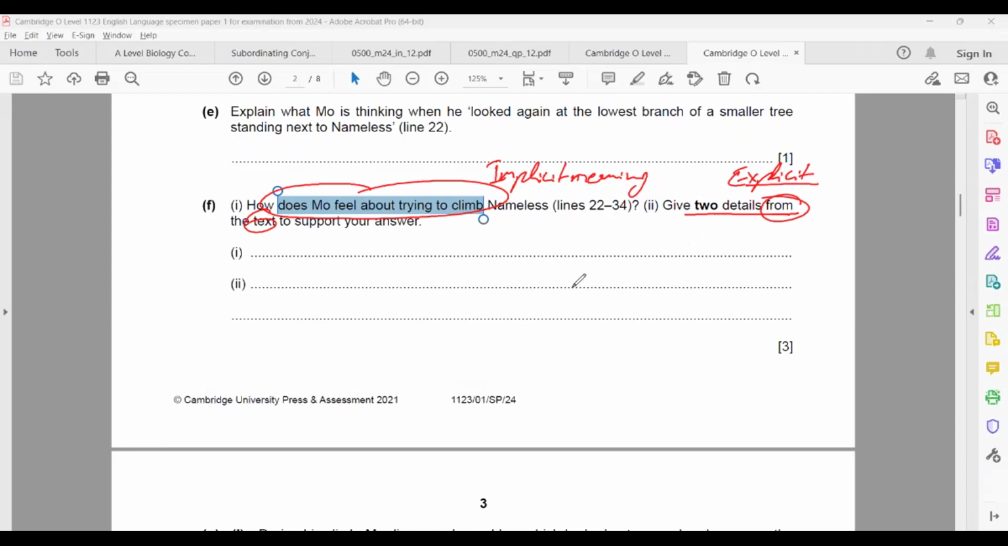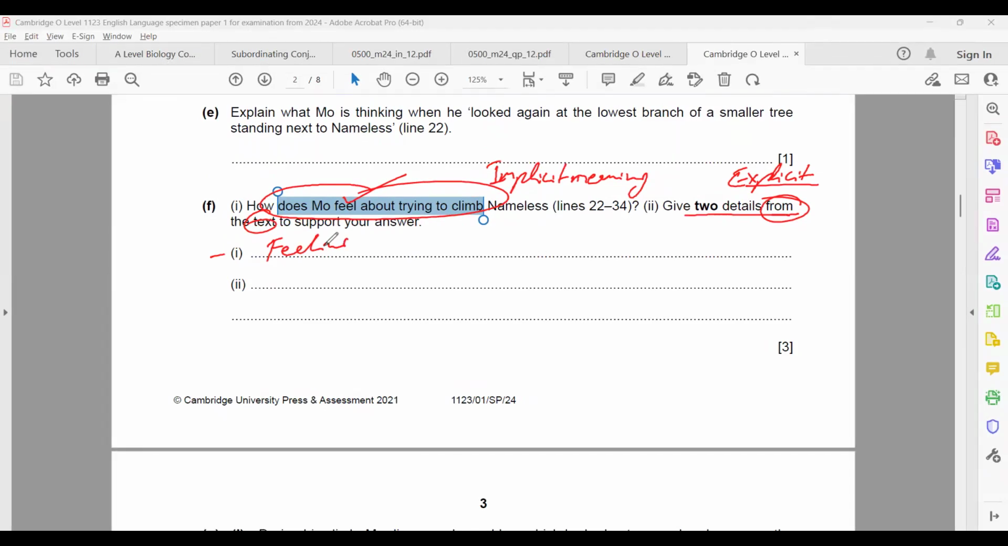All right. So you need to figure out the feeling, and then you need to give details from the text that help you understand that feeling. And so you need to write that down. In the answer space, one is for the feeling. And then right over here, I'm going to put in the two details.